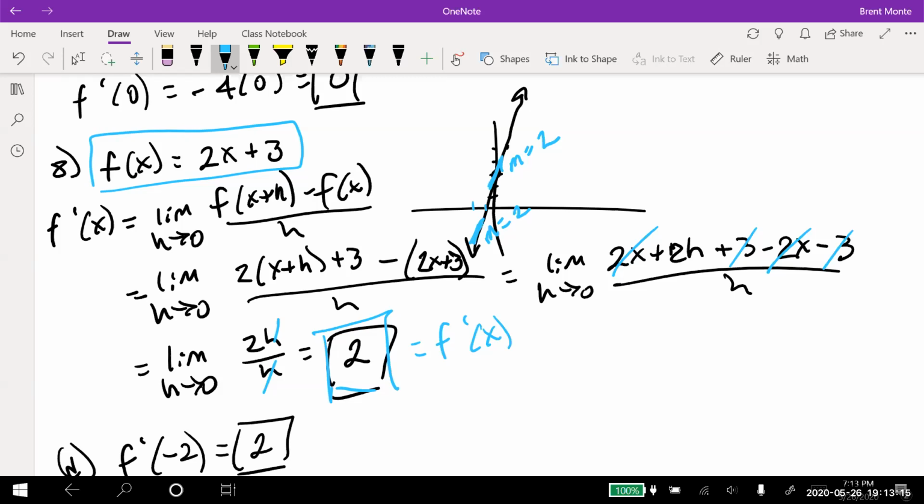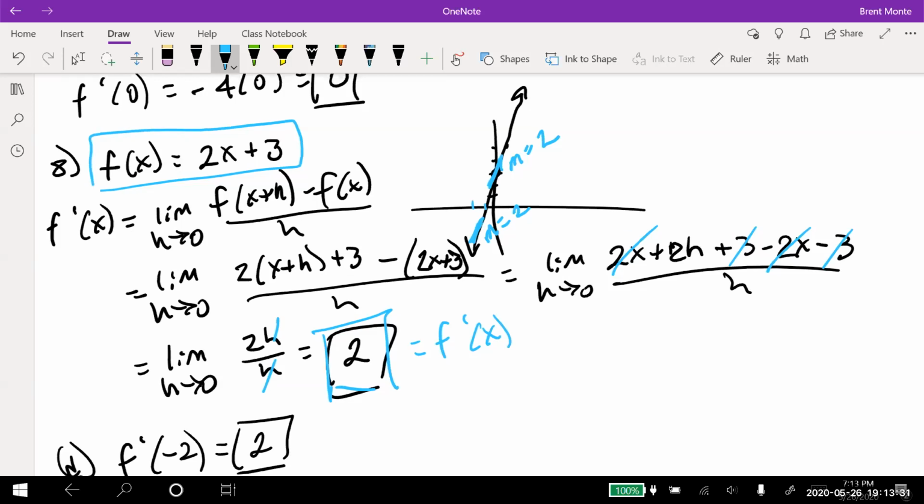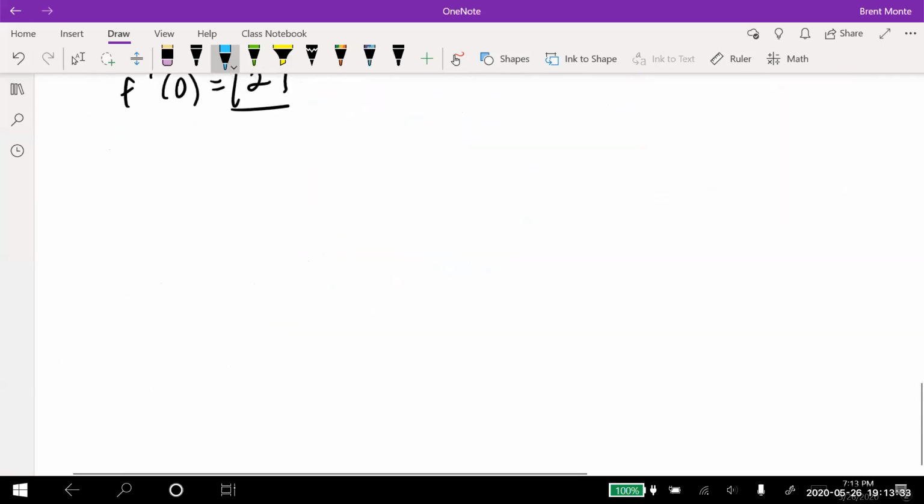So anyway, that was a lot quicker. It was a simpler one, and we pretty much did the whole thing anyway. Okay, so the last thing I actually want to show you is when a function can be differentiable and when it can't. And it's actually a pretty easy concept.